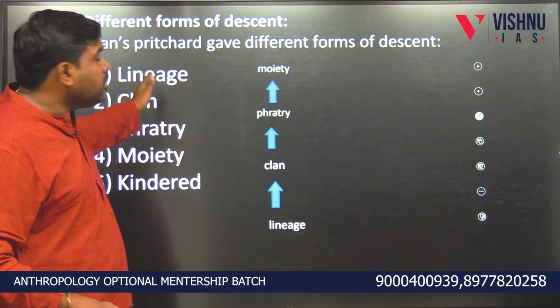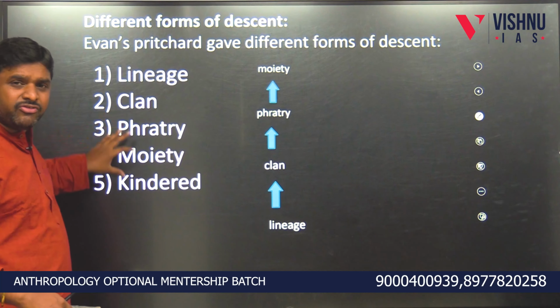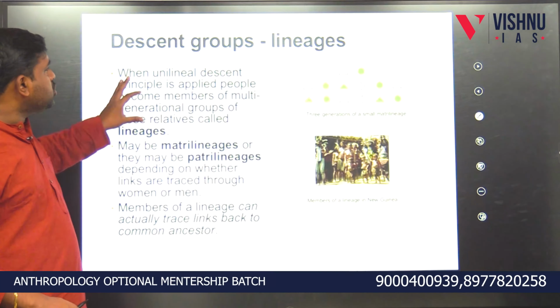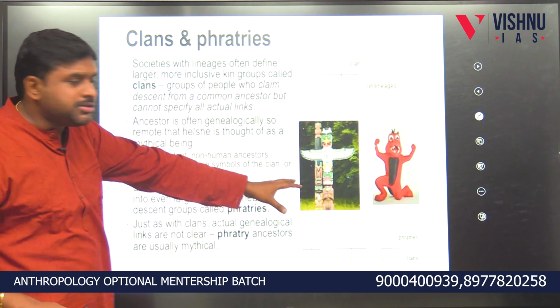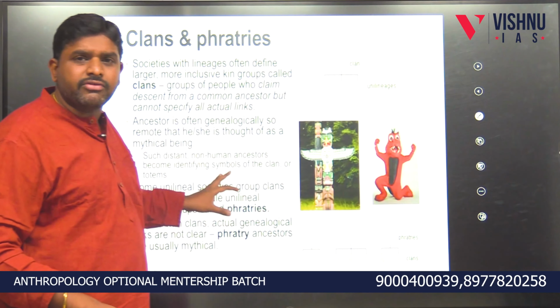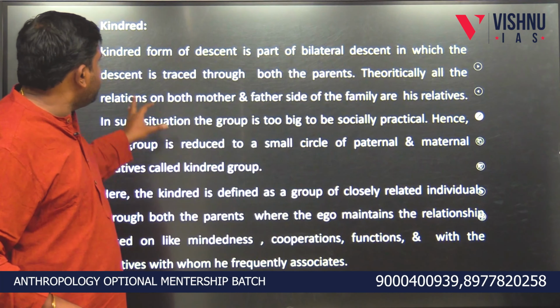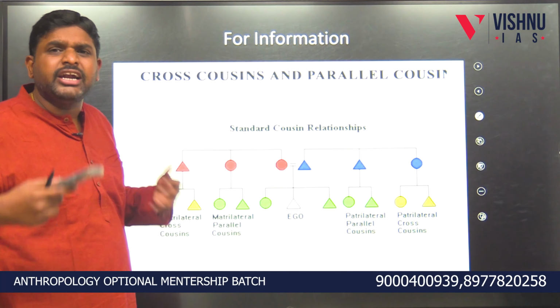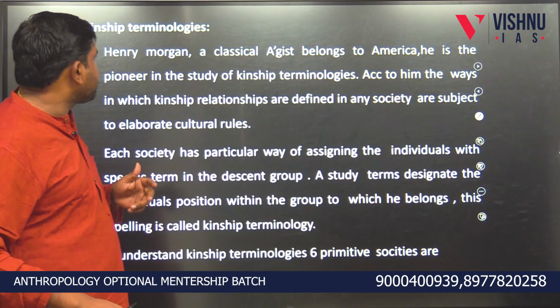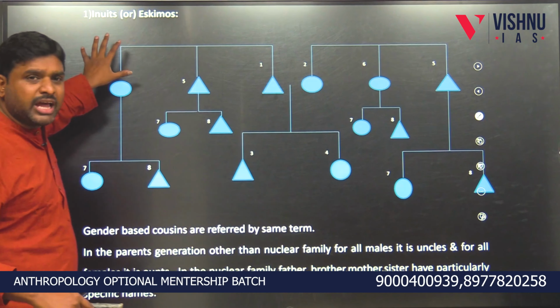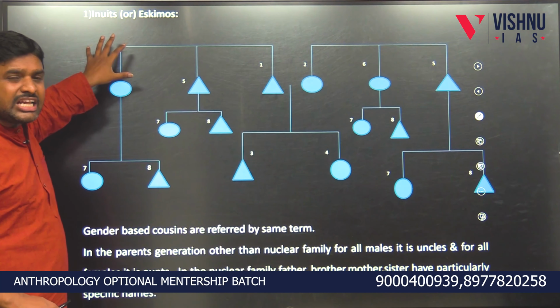Then we will have different forms like lineage, clan, fratry, moiety, kindred. Examples of lineage, and clans and fratry, with some symbols for every clan and every fratry. And kindred bond: what is kindred bond? Like in modern society, I wish to maintain relationships with people of my wish. That is called kindred. Then kinship terminology, we will have some diagrams like descriptive and classificatory.